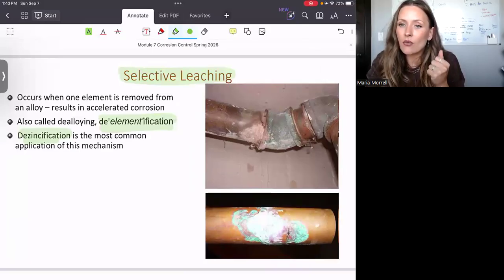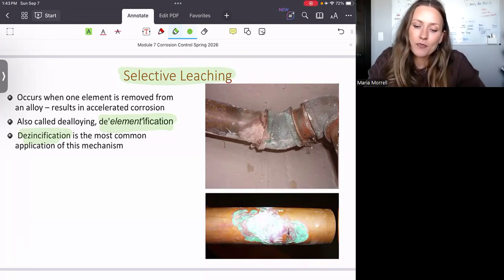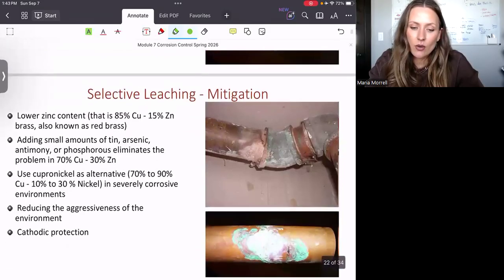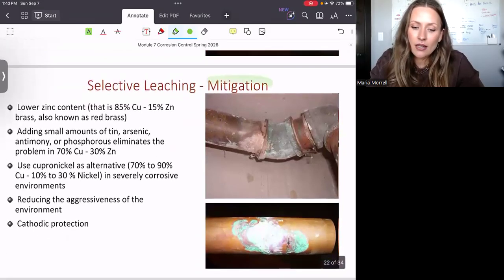So typically, whenever you deal with selective leaching, you need to make sure that you are actually looking at the alloy, right? Selective leaching only happens in alloys, not pure metals. So don't go by the color, rather go by identification of the metal you work with, right? How do I mitigate this selective leaching?